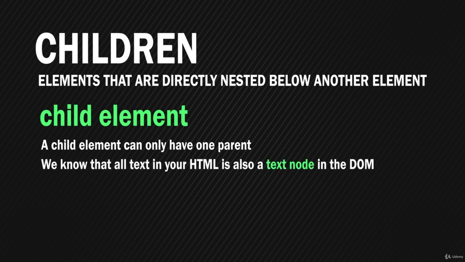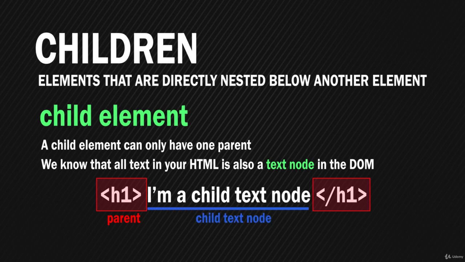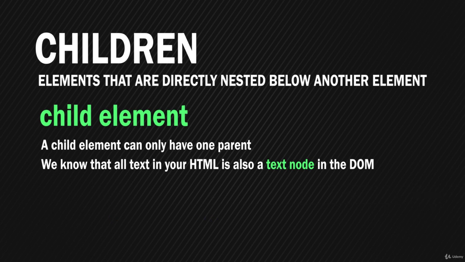We know that all text in your HTML is also a text node in the DOM. And that's why we saw that kind of peculiar nuance when we looked at our h1 tag, which we can say is the parent, when we tried to access its first child and last child. Thinking that it was going to return null, we saw that it actually returned the text itself, because that text is a child. It's a text node of the h1, of the parent. Does that make sense?